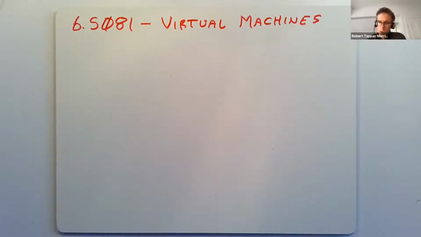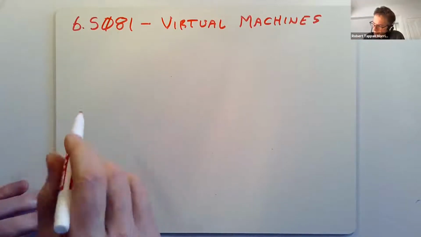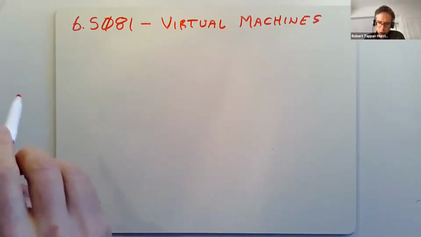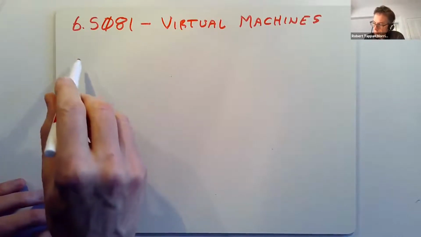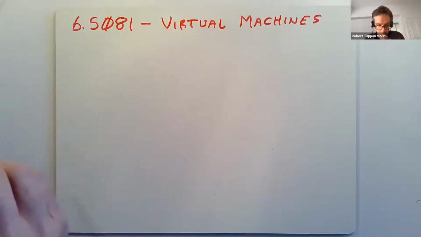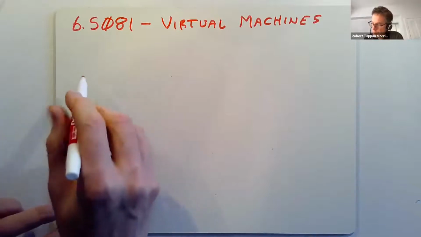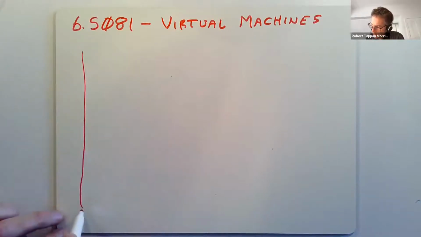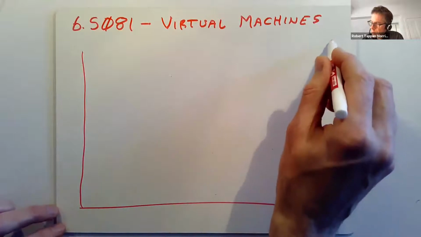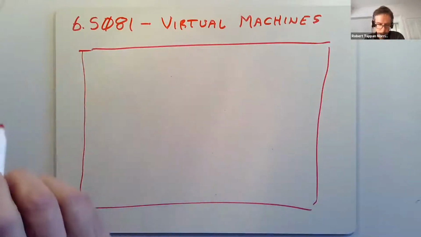All right, so first, what's a virtual machine? You can think of it as a simulation of a computer that's accurate enough to run an operating system. So QEMU is an example of a virtual machine.